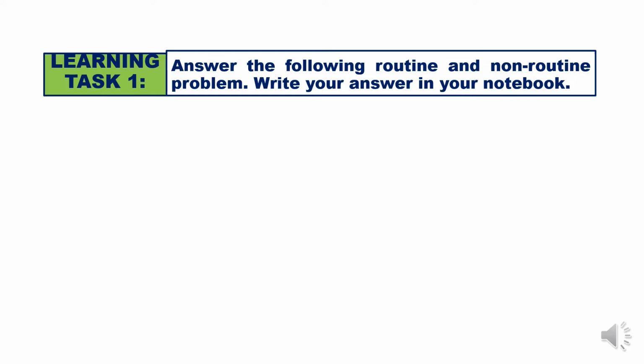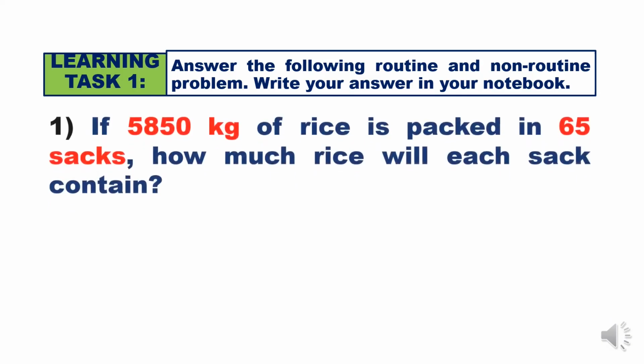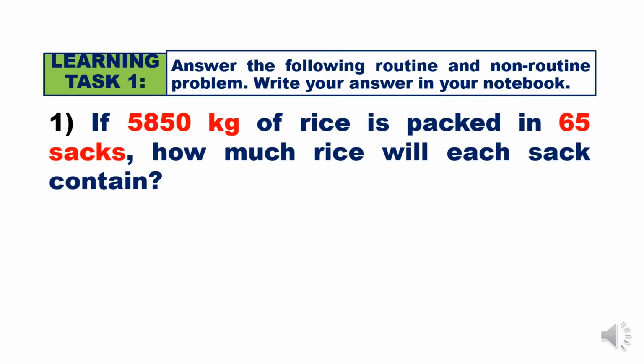For learning task 1, answer the following routine and non-routine problems. Write your answer in your notebook. Number 1. 5,850 kilograms of rice is packed in 65 sacks. How much rice will each sack contain? "Each" represents division. So 5,850 divided by 65 equals 90. So the answer is 90 kilograms.